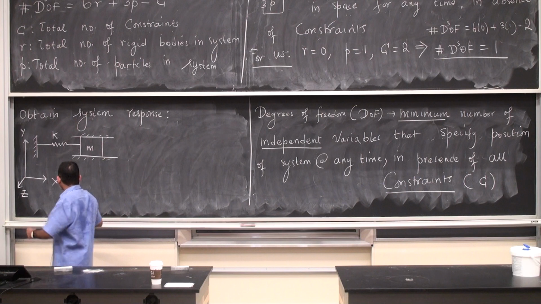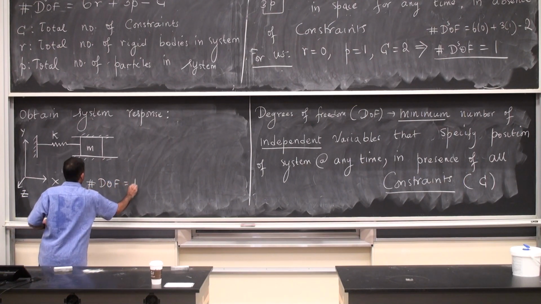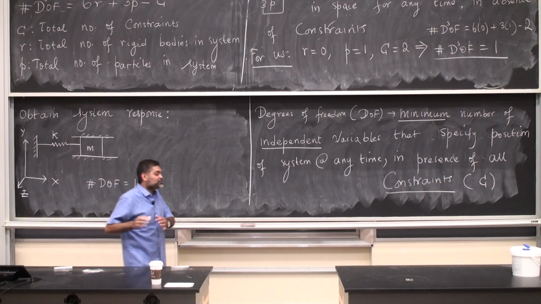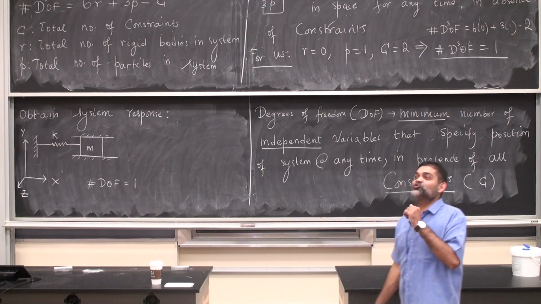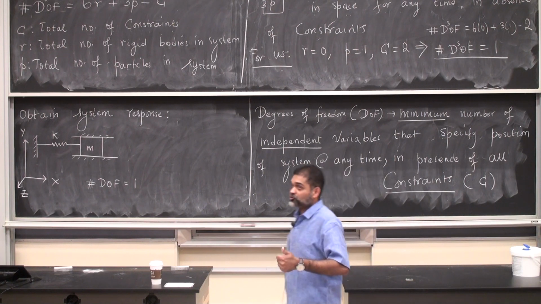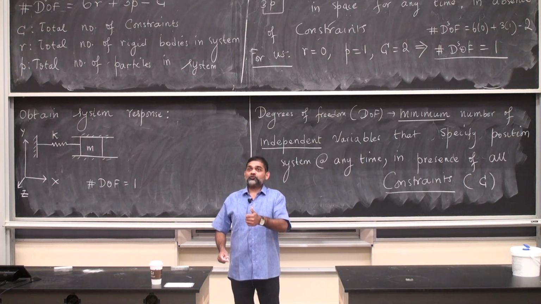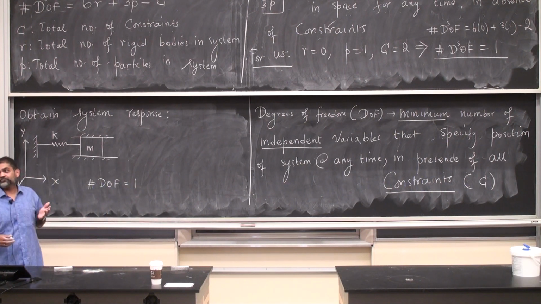Number of degrees of freedom is 1. And now comes the very, very difficult art in dynamics. What variable should you choose as the degree of freedom? And there are no shortcuts for this either. It has to come from practice. It has to come from solving several different types of problems and some common sense.